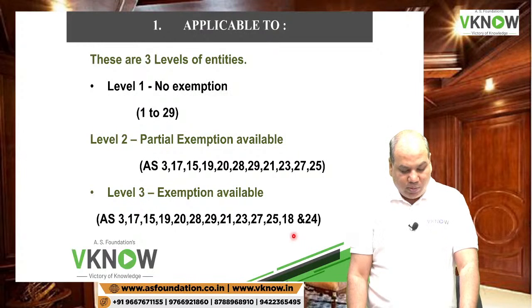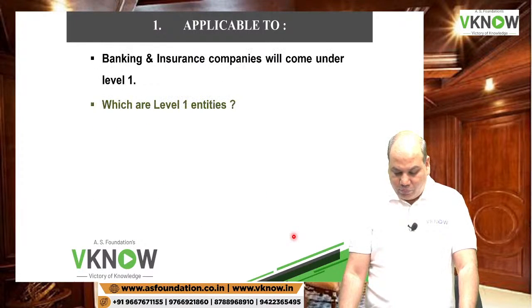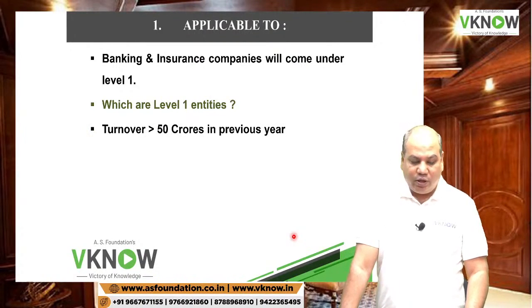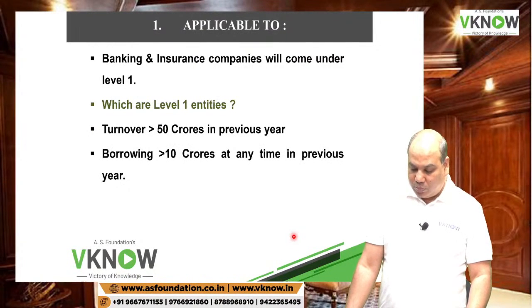Do we need to remember? Not at all, only for general awareness. So banking and insurance companies will automatically come under level 1. Other level 1 entities will be based on their turnover criteria or borrowing criteria.